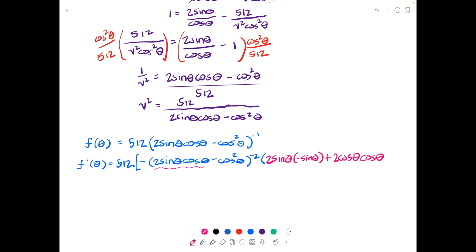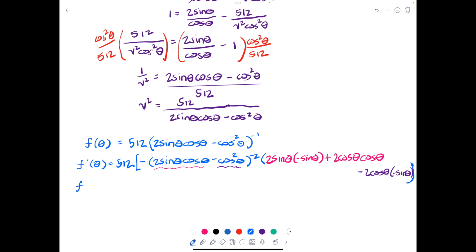Now, the second portion, we've got to differentiate this guy. So then we will have minus 2 cosine theta, and then times negative sine theta, and that finishes off our derivative. But of course we want to clean that up a little.